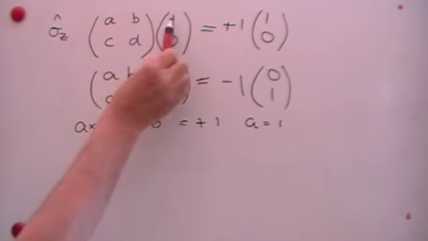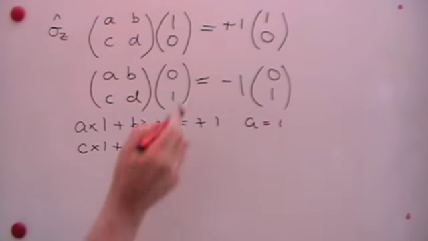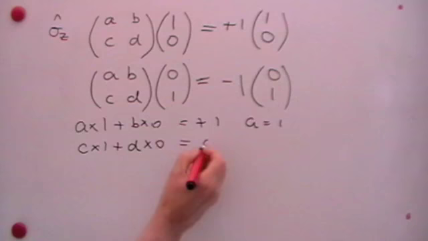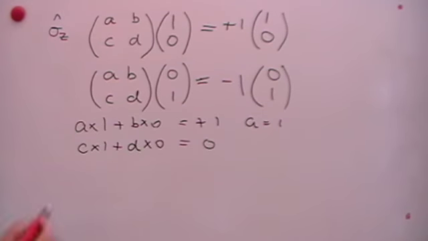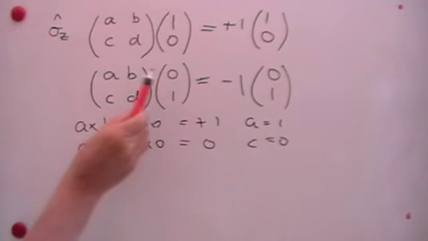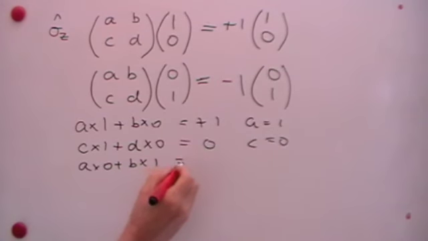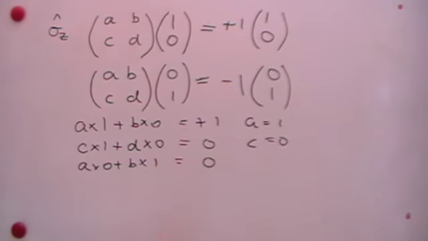What about here? C times 1 plus D times 0 is going to equal plus 1 times 0, which is equal to 0. Well, in those circumstances, C must equal 0, because 0 times 1 plus D times 0 is 0. Now let's come down to here. A times 0 plus B times 1 is going to be equal to minus 1 times 0, which is 0, in which case B must equal 0, because A times 0 plus B times 1, well, B has to be equal to 0.